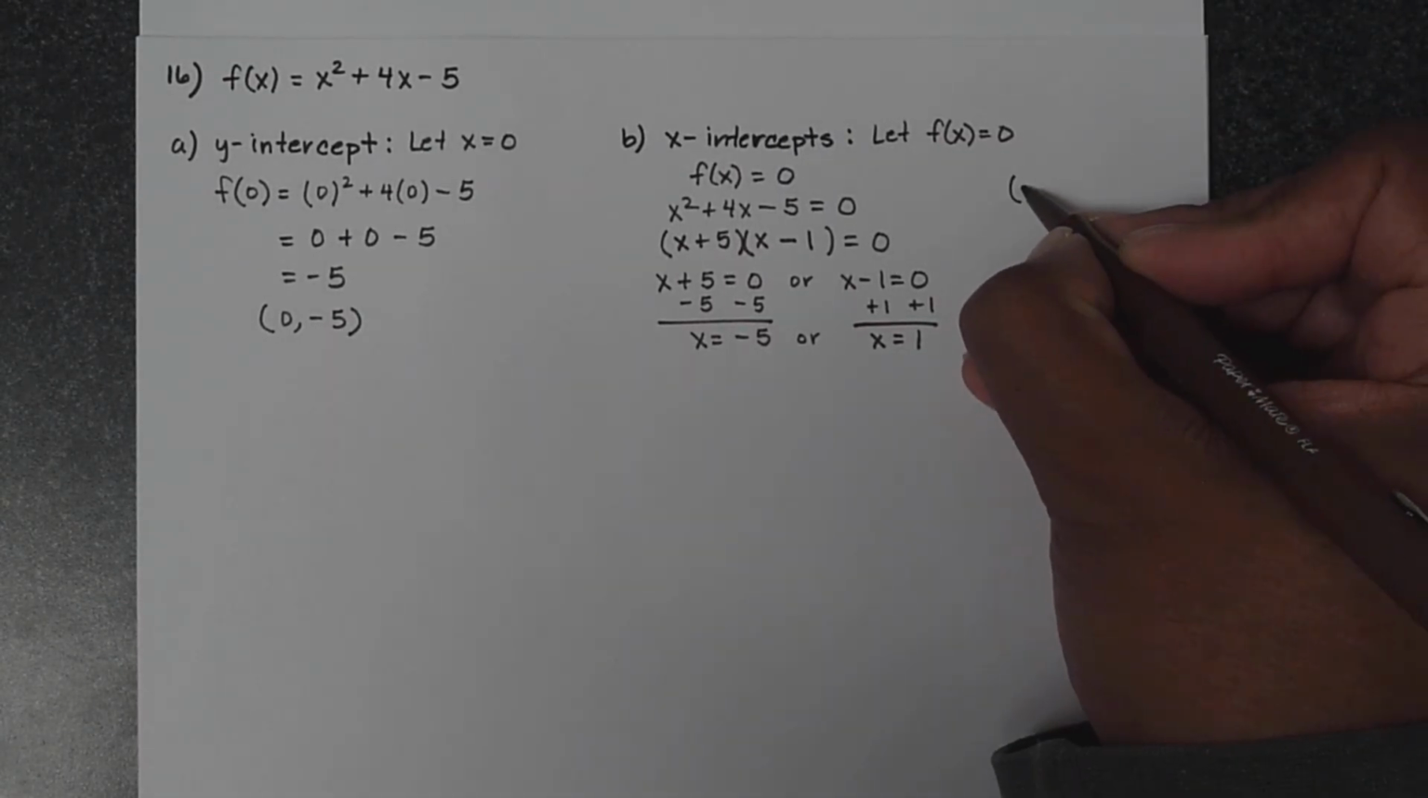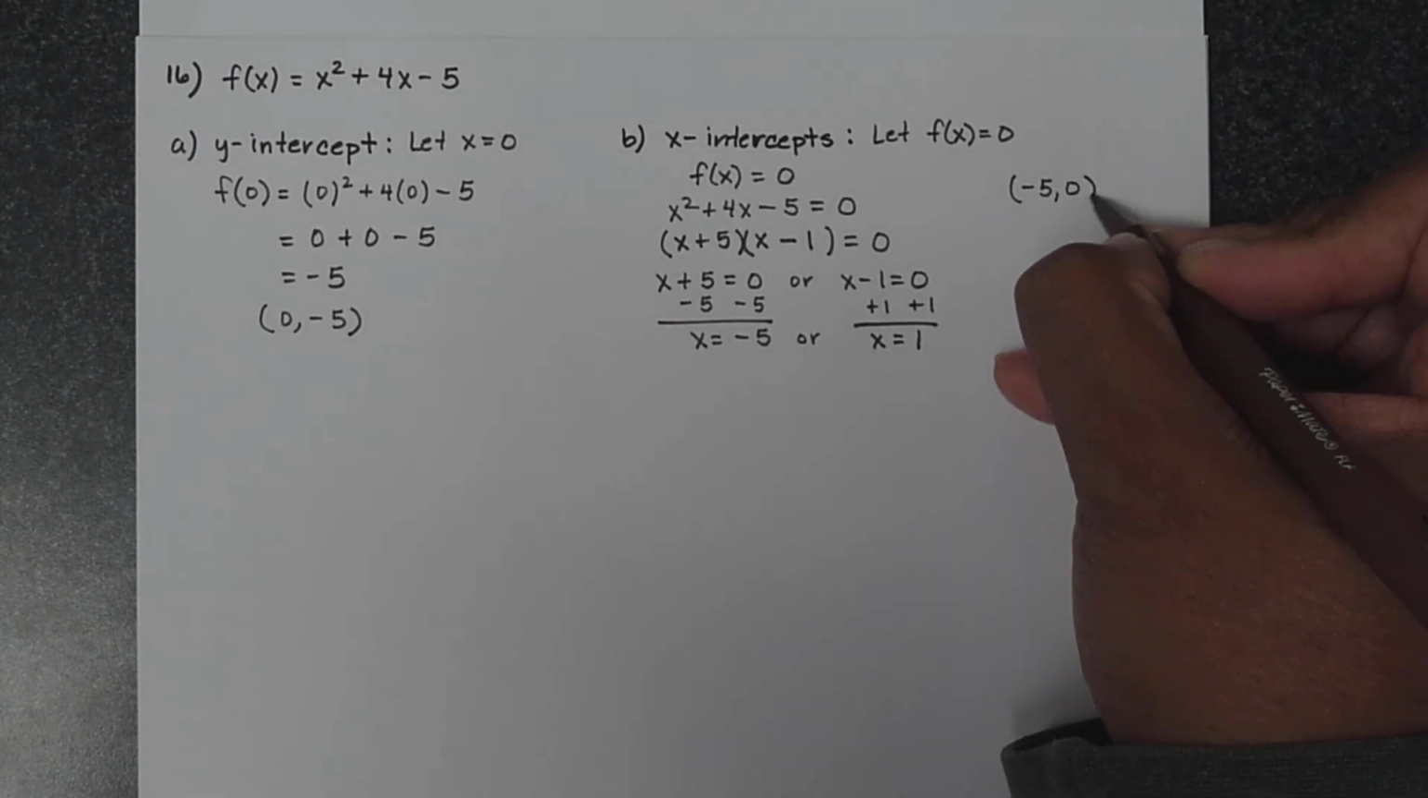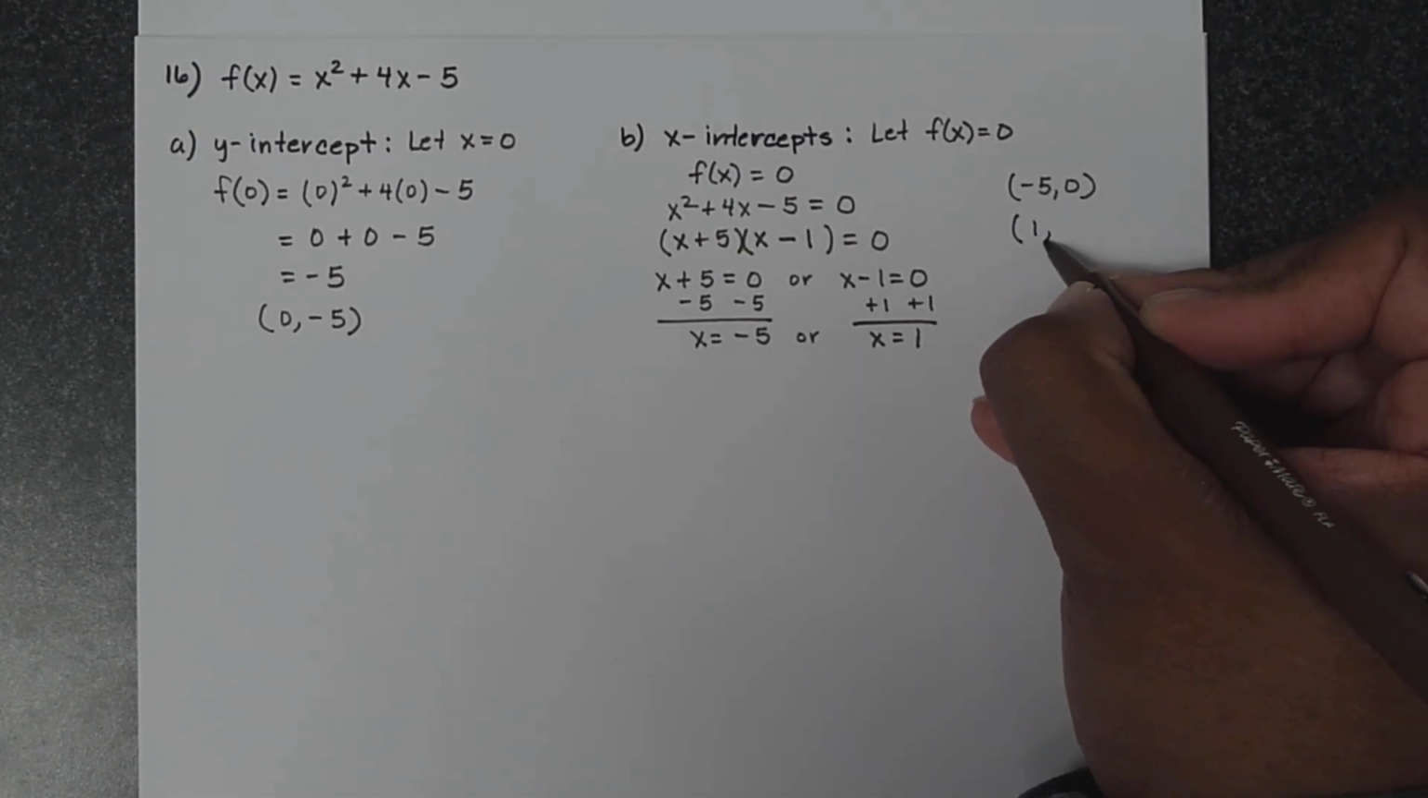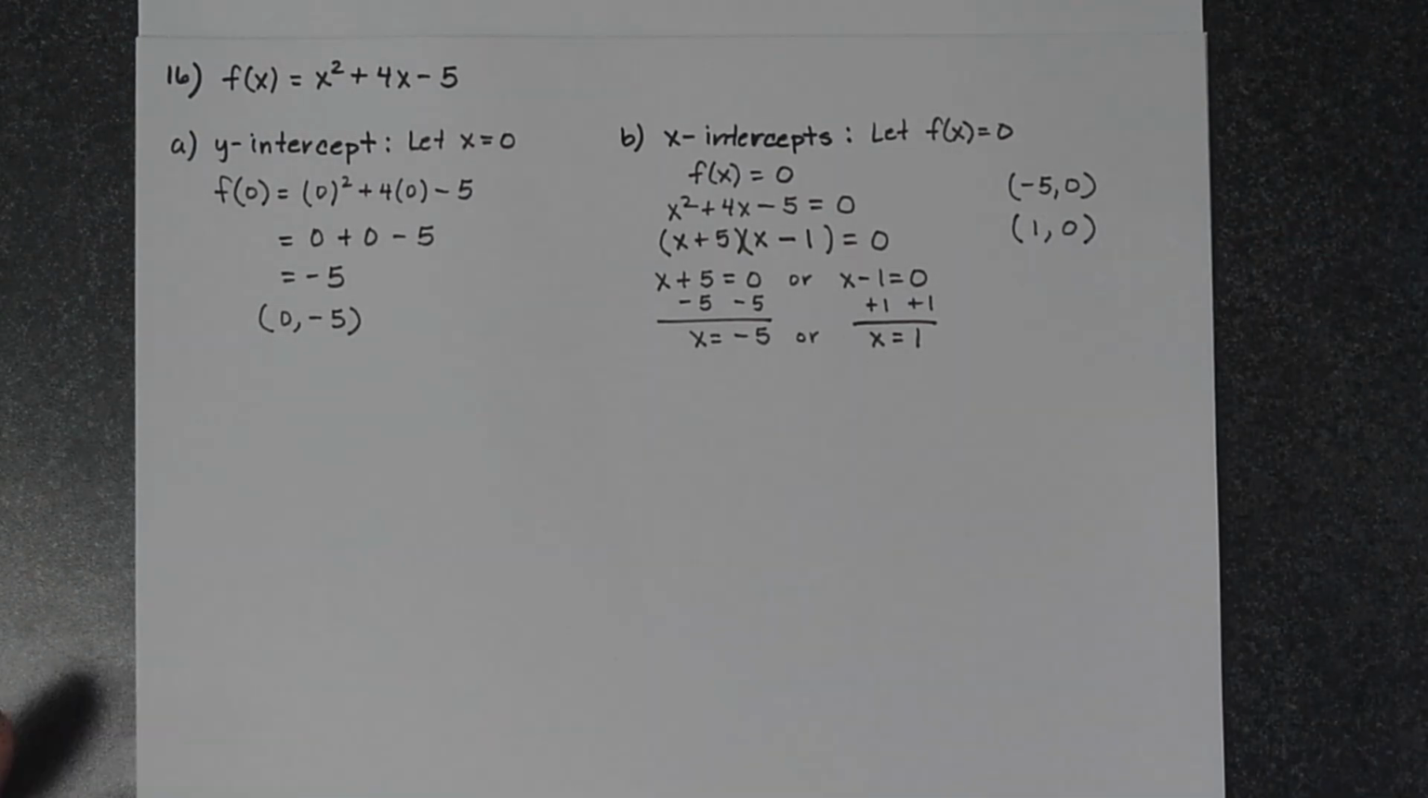One would be (-5, 0). The other one would be (1, 0). Those will be the points where the graph of this parabola crosses the x-axis. Okay. So that's part B.